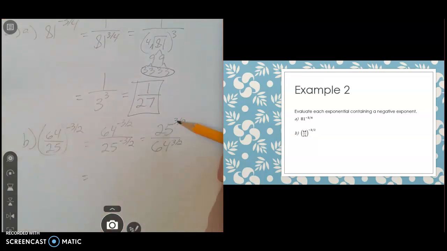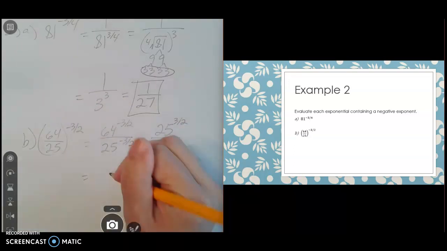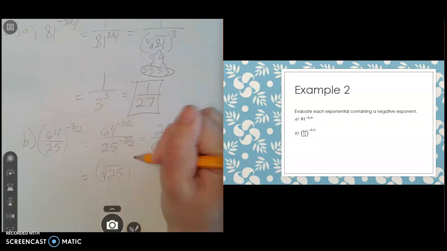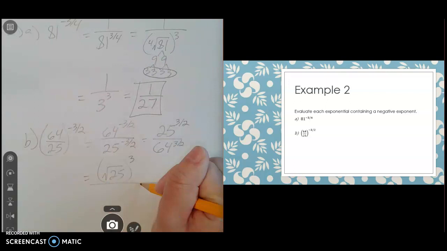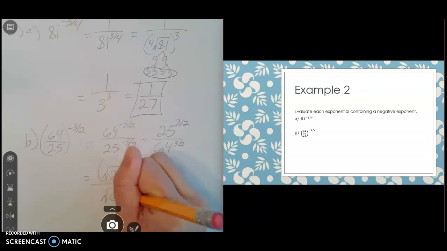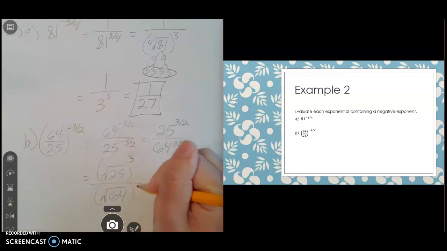From here, 25 raised to the 3/2. Well, the 2 in the denominator means it's a square root of 25. The 3 in the numerator means we're raising it to the 3rd power. Same thing for the 64. It has a 2 in the denominator, so that's a square root of 64. It has a 3 in the numerator, so it's raised to the 3rd power.